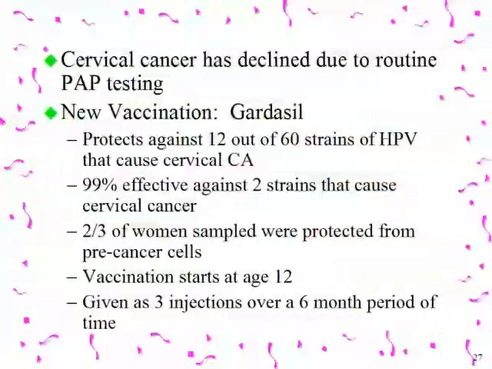A new medication that is out on the market now is Gardasil. You've probably seen the commercials for this. It's a vaccination that protects against 12 out of the 60 strains of HPV, and that is one of the major causes of cervical cancer. It's 99% effective against 2 strains that cause cervical cancer. And typically the vaccination is recommended by pediatricians to start at age 12, and it's given as 3 total injections over a 6-month period of time, kind of similar to the hepatitis vaccine series.